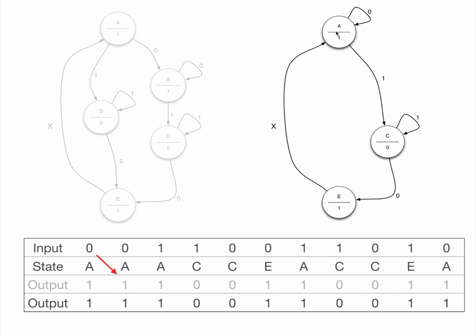Now the inputs are 1, so we go to state C. Now it's the same input sequence, I haven't changed it. Yeah. The inputs are 1 again, we stay in state C. Then the inputs are 0, we go to E, and then we go back to A. So I put exactly the same input sequence in. I've got a different state transition because there are only 3 of them.